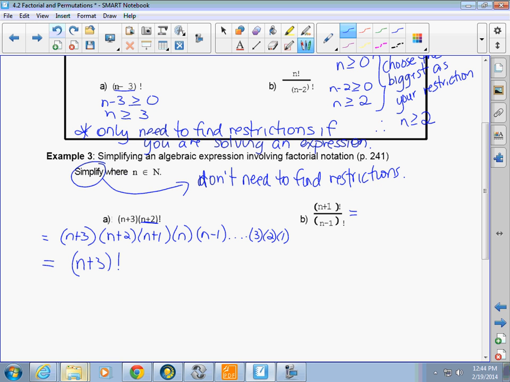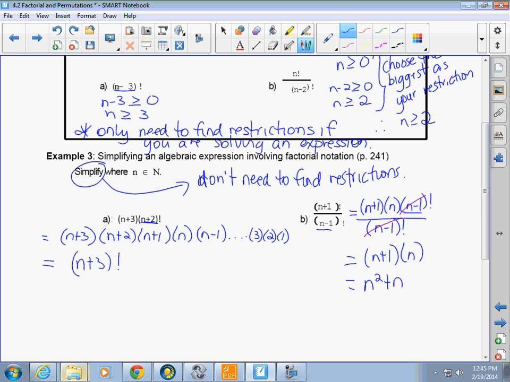Okay, to simplify this one, n plus 1 factorial over n minus 1 factorial. So if I expand the top, this is n plus 1 times n times n minus 1 factorial. As soon as your numerator matches your denominator, you stop, because what I have now then is n minus 1 factorial on the top, and I have a multiple of n minus 1 factorial on the bottom too, so those two will just cancel each other out. So this is equal to n plus 1 times n, which is just n squared plus n.